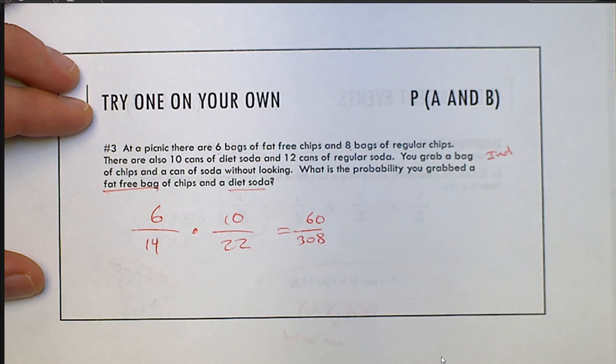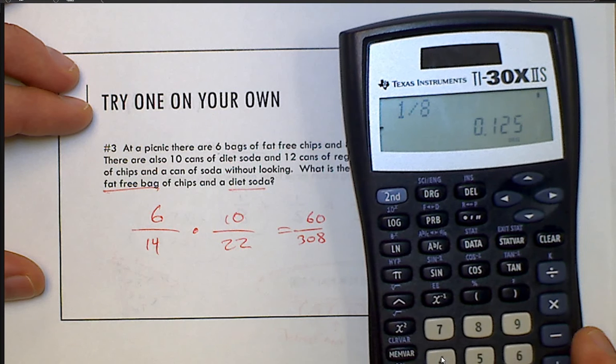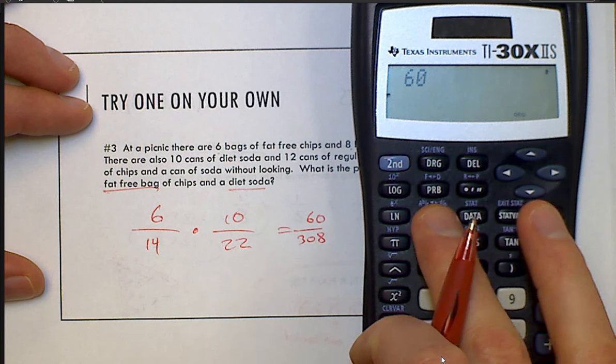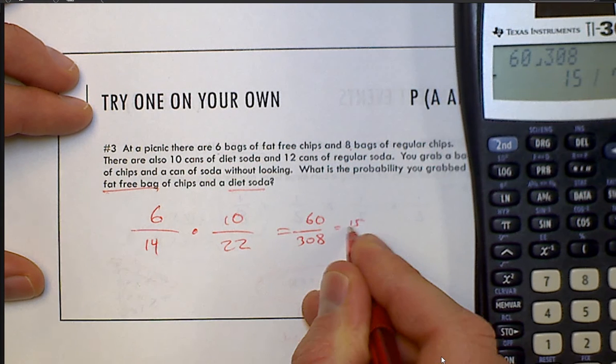Okay, if you're going to leave it as a fraction, I can show you, if you don't know this already, on your scientific calculator, you can use your fraction button, right? You can go 60, fraction button's right here, just hit that, over 308, hit equals, and it reduces the fraction for you. So you get 15 over 77. That would be our final answer.